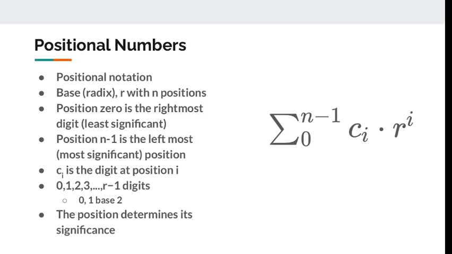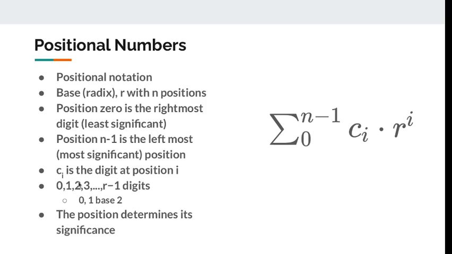So for the position 0, we're gonna use the rightmost digit. So the least significant digit of our number will be the rightmost digit. And the position n-1 will be the leftmost. It's the most significant position. You can see that, for example, if I have the number 123, the most significant digit would be the 1 in the hundreds, and the least significant digit would be the 3 in the units part, sorry.